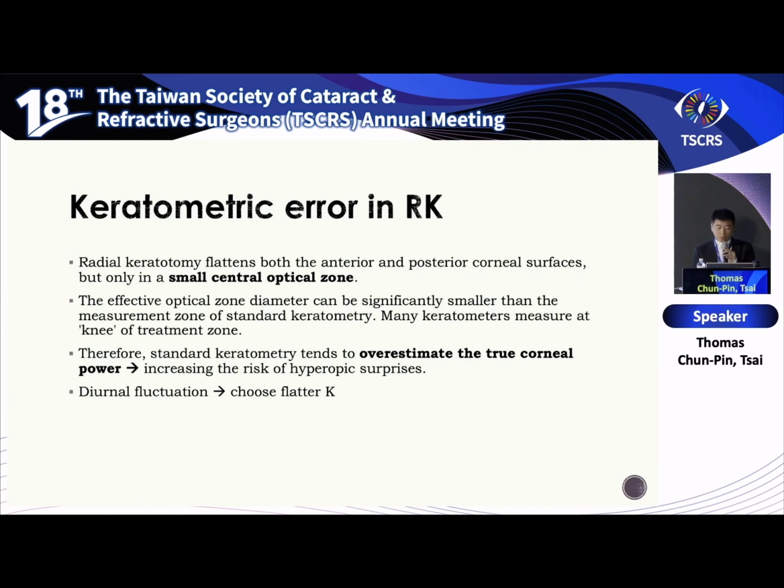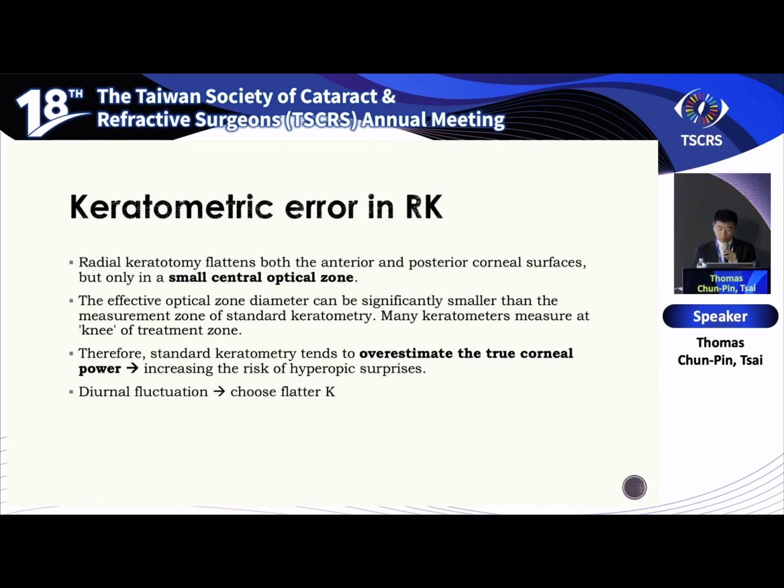Unlike LASIK, PRK or SMILE, RK flattens both the anterior and posterior corneal surface, but only in a small central optic zone. The effective optic zone diameter can be significantly smaller than the zone of standard keratometry. Many keratometers measure at the edge of the treatment zone. Therefore, standard keratometry tends to overestimate the true corneal power. It will increase the risk of hyperopic surprise.